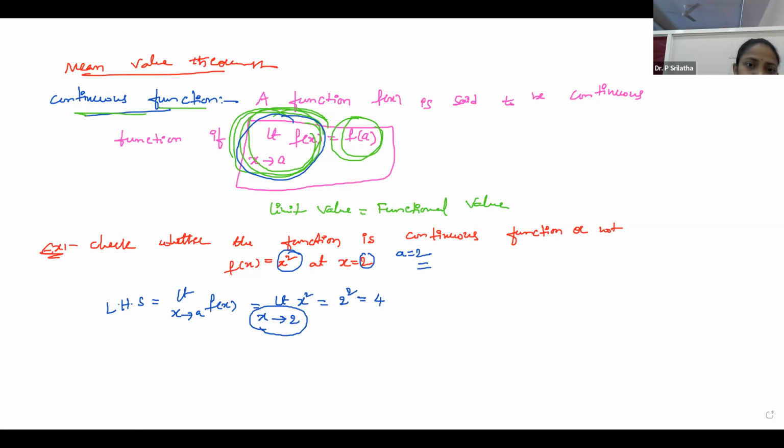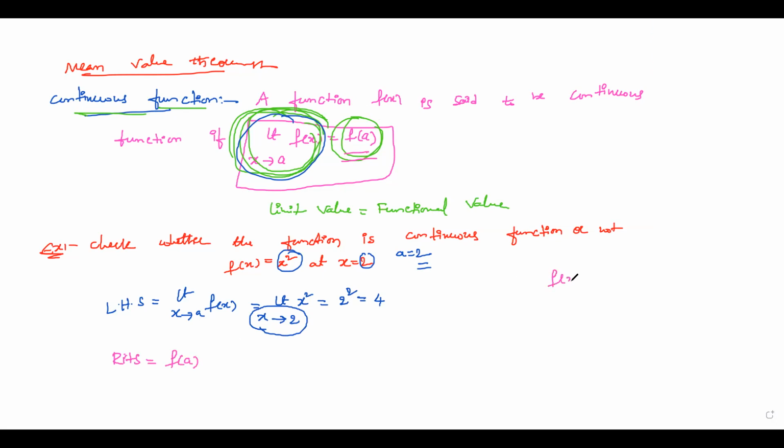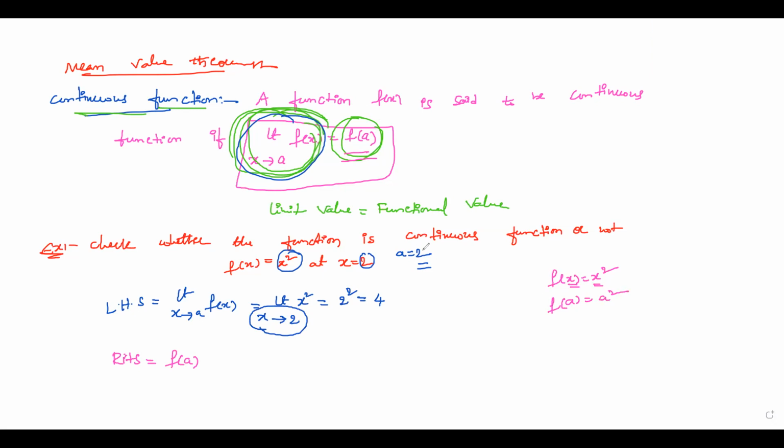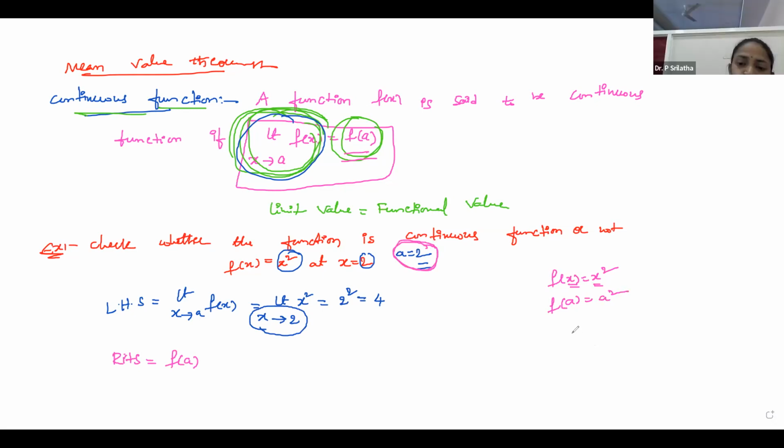Coming to the RHS part, what is our RHS? RHS is f of a. Here f of x equals x square, so what is f of a? Instead of x, we have to substitute a. That means a square. But here, what is the a value? The a value is 2. So now f of 2 equals 2 square. So we substitute the a value, that is 2. 2 square is nothing but 4.